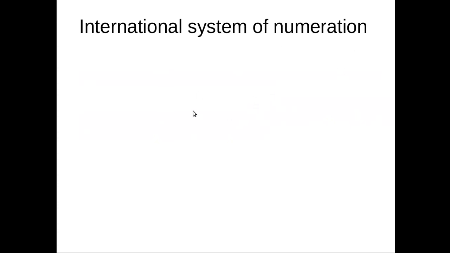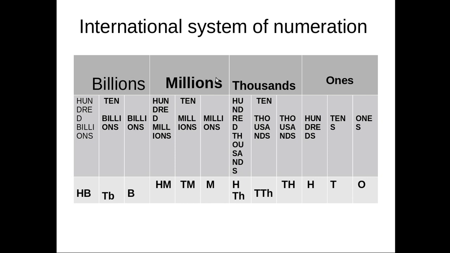Then see the international system of numeration. See here billions, millions, thousands and ones. Billion is divided into three parts, that means 100 billions, that is HB, 10 billions, TB, and billions, B. Millions, that means 100 millions, that is HM, 10 million, that is TM, and millions, that is M. Thousand is divided into three parts, that is 100 thousands, 10 thousands and thousands. See 100,000 is HTH, 10,000 is TTH and 1000 is TH. Then ones is divided into three parts, that is hundreds, tens and ones. See hundreds is H, tens is T and ones is O.